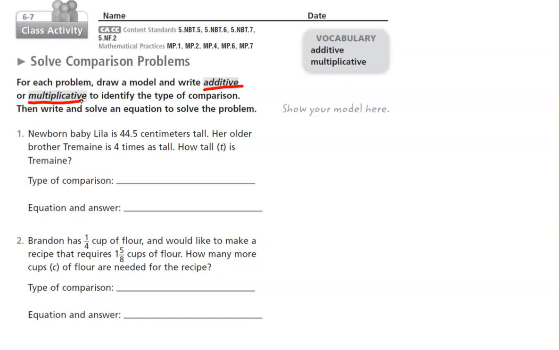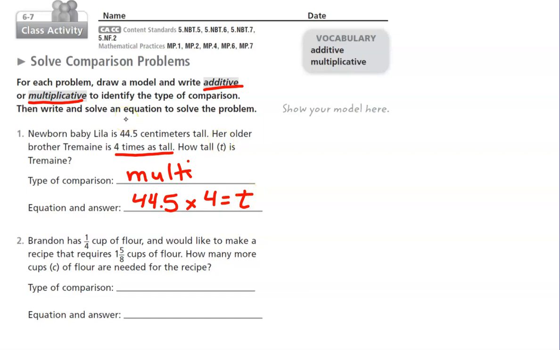Okay? So, newborn baby Leela is 44.5 centimeters tall. Her older brother Tremaine is 4 times as tall. So how tall is Tremaine? Well, they literally give you the answer right there. This is going to be a multiplicative problem, so we'll write multi. And what do you think your equation is here? Well, it tells us that baby Leela is 44.5 centimeters tall and that Tremaine is 4 times as tall. So that's going to tell us the height of Tremaine, so I wrote that down as a T, like it told me to do. Okay?